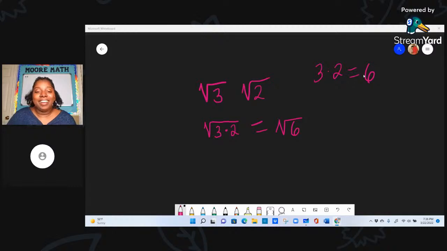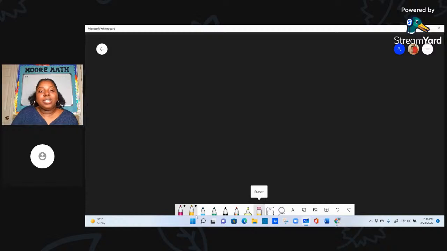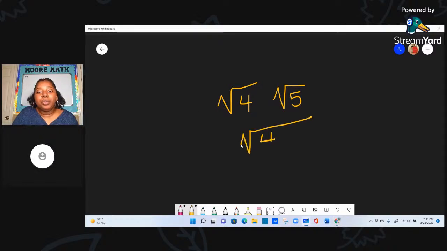That's it. So let's do it again. Square root of 4 times the square root of 5. What am I going to do? Well, 4 times 5. So we put it all under 1. We put them together, and 4 times 5 is 20. Good. So your answer is going to be the square root of 20.